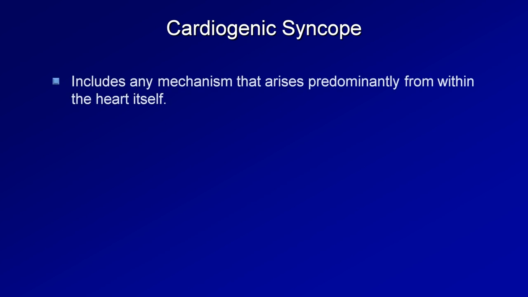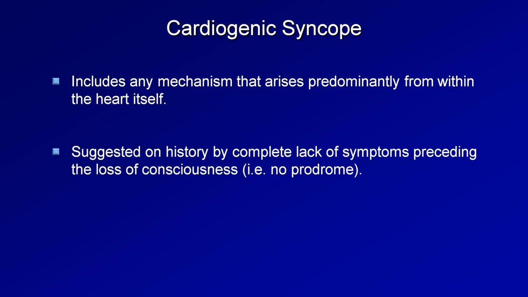The next large category of syncope is cardiogenic syncope. This includes any mechanism that arises predominantly from within the heart itself. As mentioned earlier, cardiogenic syncope is suggested on history by a complete lack of symptoms preceding the loss of consciousness, that is, there is no prodrome.